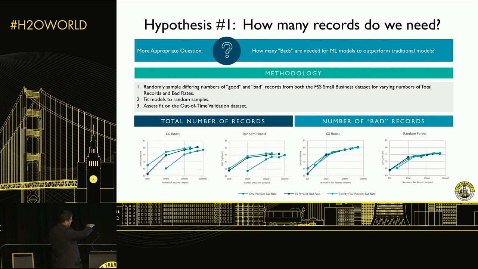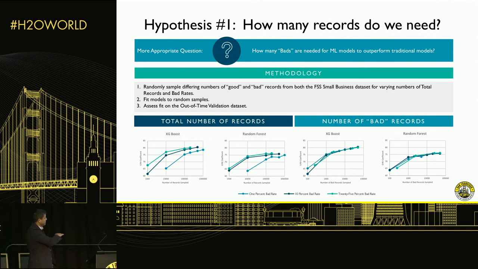When you look at the total number of records, you see for the XGBoost on the left that the more records you get, the better it performs, but there's a distinct difference in the performance based on the bad rate. So you can have 10,000 records, and if you have a 25% bad rate, it does much better than a 10% bad rate, which does better than a 1% bad rate.